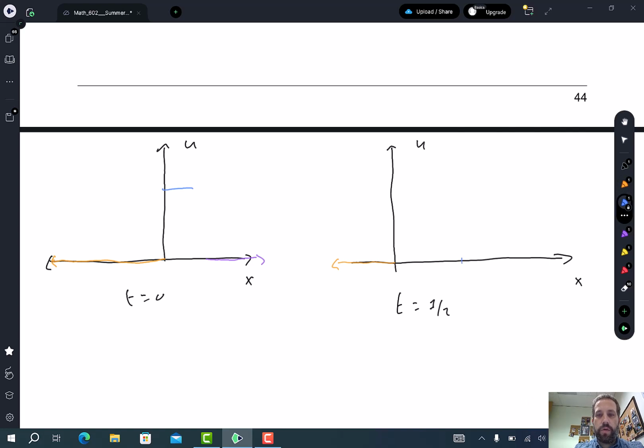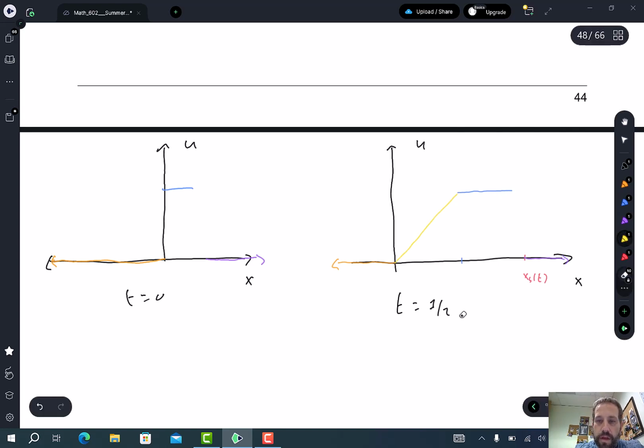So if this is t is equal to 1/2, it's going to be 1 from here until wherever the shock location happens. And then it's going to be 0 afterwards. And then the expansion wave is going to be looking like this. Okay, so this is where we are for t is equal to 1/2.